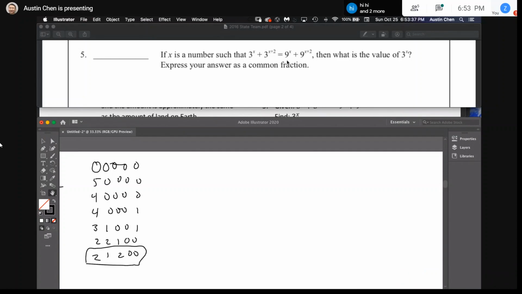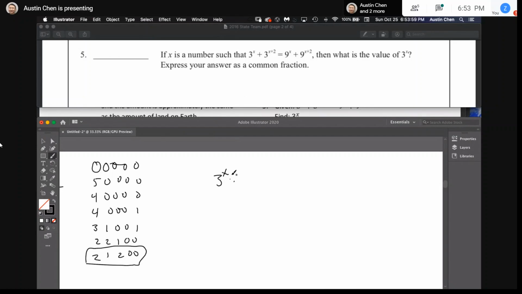Yeah. So what should you do with this? Well, what you should do with this is you should factor out a 3 to the x from this, and a 9 to the x from this. Factoring that out makes everything a lot easier to work with.